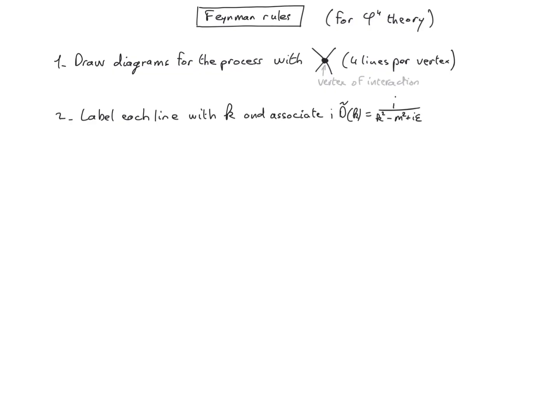The second rule is that each line should be labeled by its associated 4-momentum k, and for the calculation of the amplitude we associate a propagator in momentum space for each of these lines. The third rule is that to each vertex we associate the value minus iλ times a delta function, which ensures that we have conservation of energy momentum at each vertex.